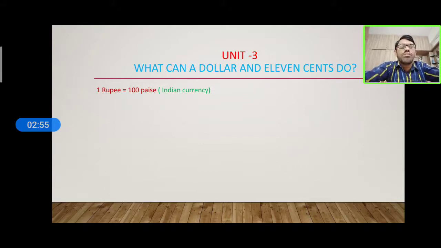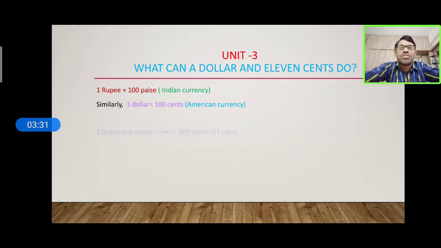But what is the relationship between dollar and cents? Similarly, $1 is equal to 100 cents. Like how in India 1 rupee is equal to 100 paise, in the same way $1 is equal to 100 cents. That is American currency. I think you are getting my point. So finally, what is $1 and 11 cents in total? 100 cents is equal to $1, and here 11 more cents are given.